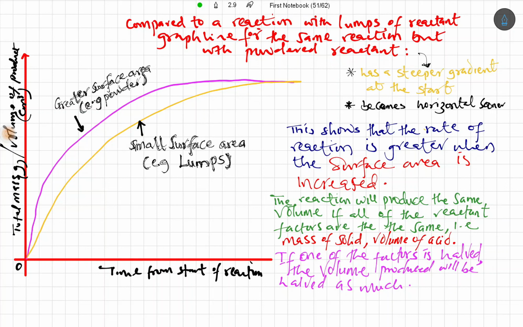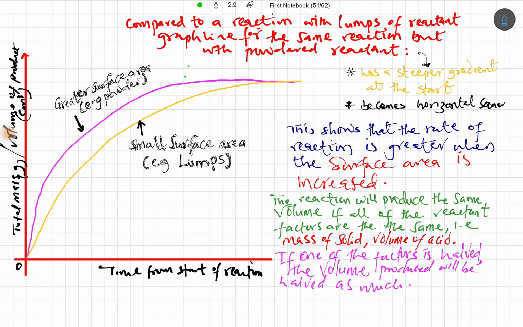The reaction between acid and calcium carbonate can be graphically represented. I want to compare the reaction of acid with calcium carbonate lumps and the calcium carbonate powder. The graph represented with purple color is the representation of the reaction of acid with calcium carbonate powder.